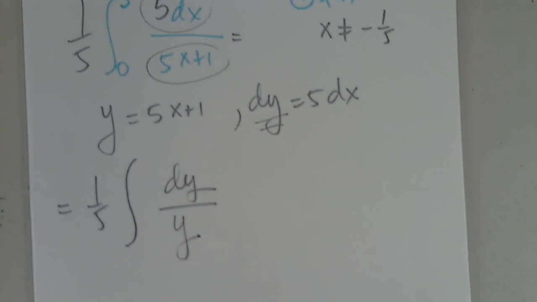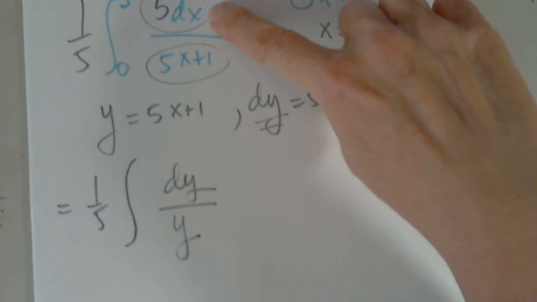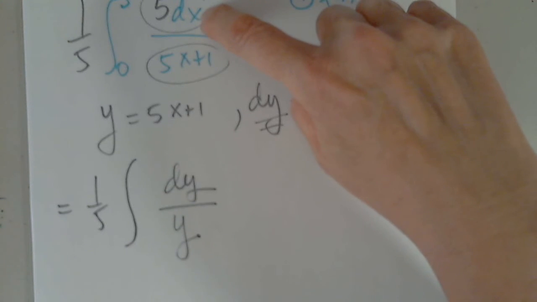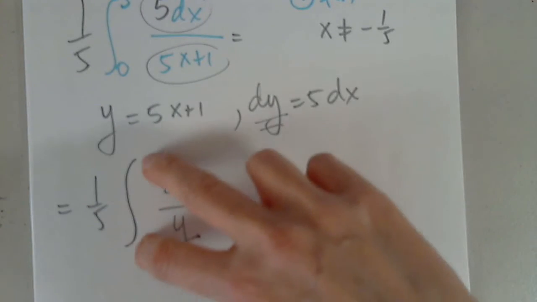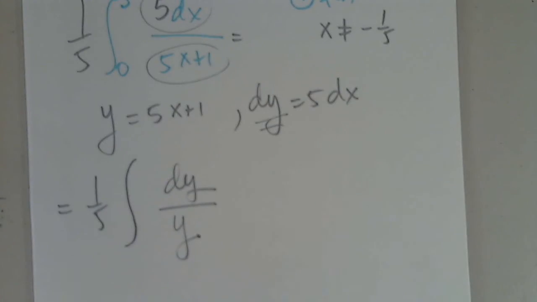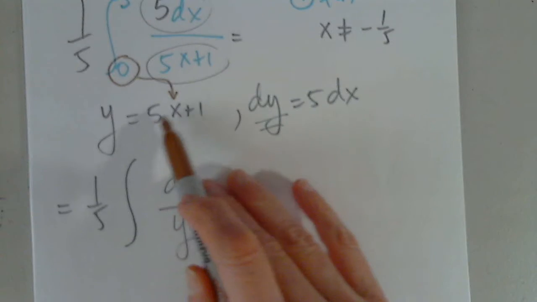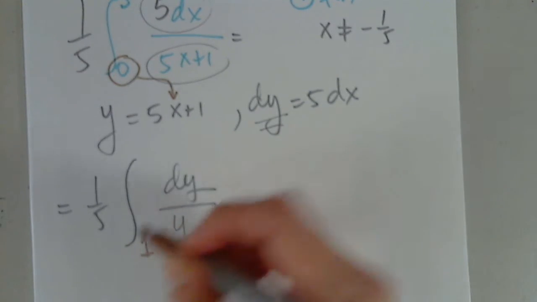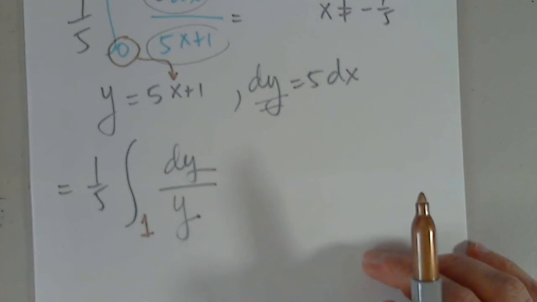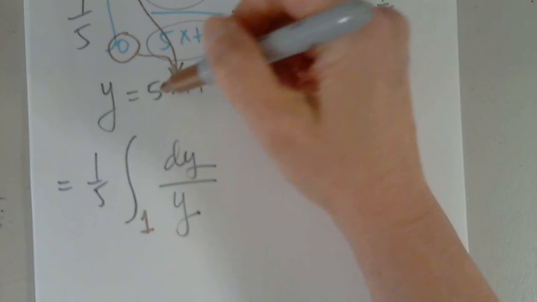The denominator is y, but now the limits of integration refer to variable x. I cannot copy 0, 3 for a new variable. What I can do is replace x by 0. 5 times 0 plus 1 is 1. That makes the lower limit for y. And I can replace x by 3. 5 times 3, 15, plus 1, 16.